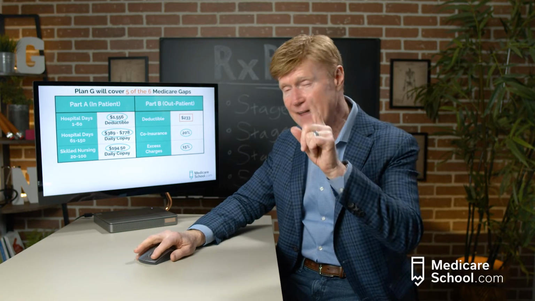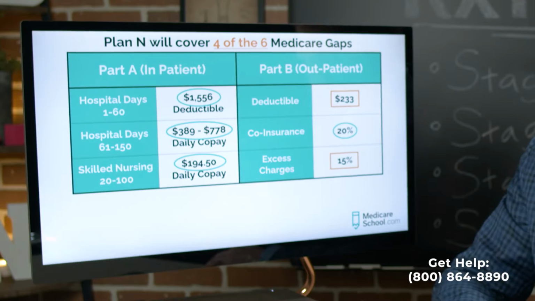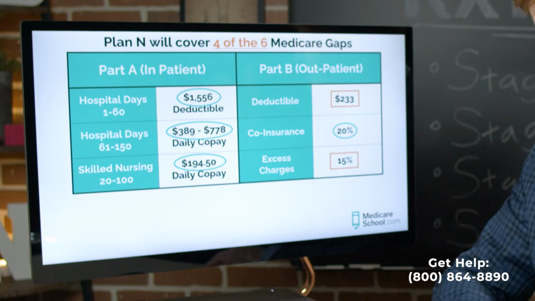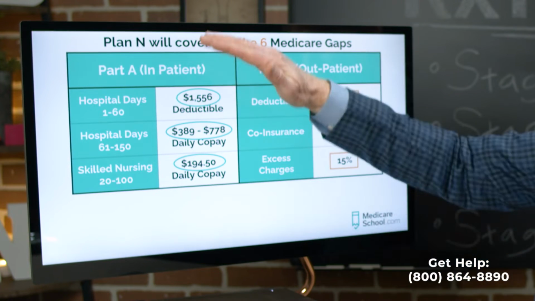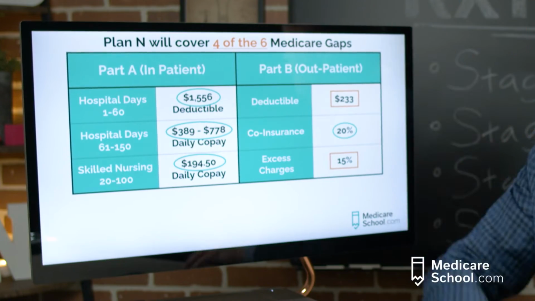Okay, now let's look at the N plan. Again, a very popular plan today, and it's going to cover 4 of the 6 gaps. Medicare G covered 5, Medicare Supplemental Plan N covers 4 of the 6 gaps. Again, it covers all the gaps on the A. It doesn't cost you any money to go to the hospital or skilled nursing. The Medicare Plan N will cover all those gaps. But when we get to the B side, here's where it's going to differ.